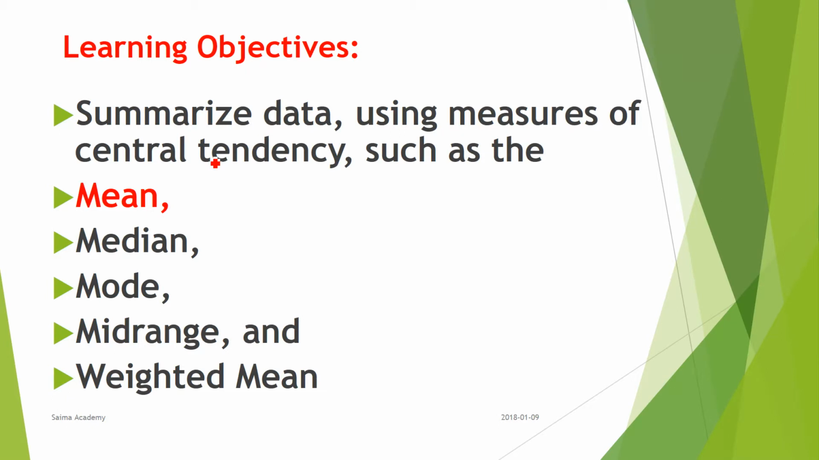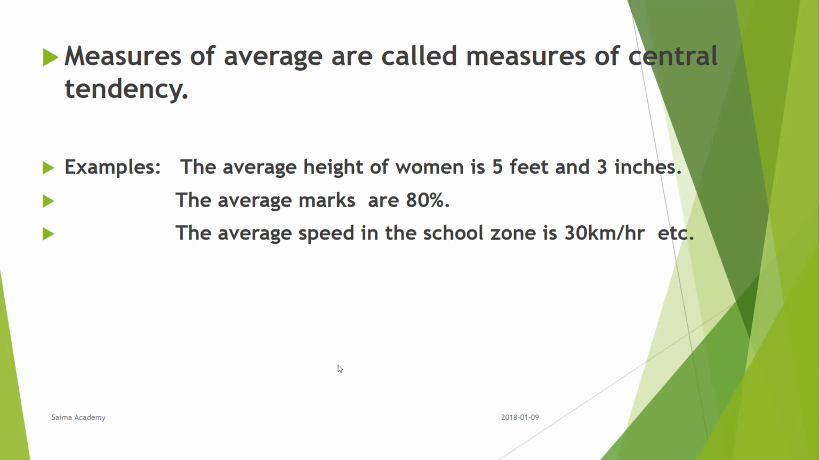Initially, when we receive the data, usually it is in the raw form, but we have to arrange the data or summarize the data. So we arrange the data or summarize the data using measures of central tendency, which includes mean, median, mode, mid-range and weighted mean. Here I will explain to you what is the meaning of central tendency.